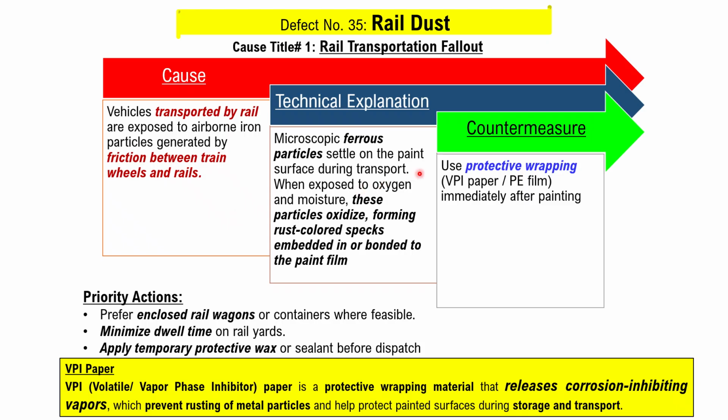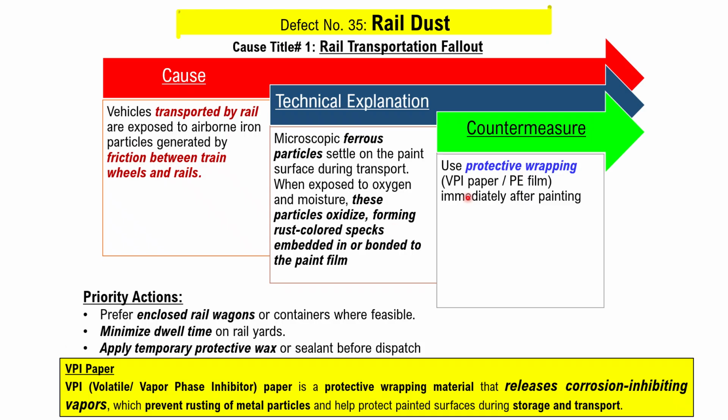The recommended countermeasure is to use protective wrapping, VPI paper, or PE film immediately after painting. Priority actions are: prefer enclosed rail wagons or containers where possible, minimize dwell time in rail yards, and apply temporary protective wax or sealant before dispatch.